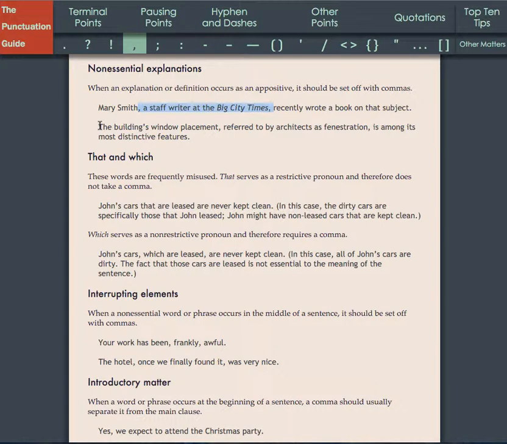So when you look at that, you're thinking to yourself, I'm adding extra information. Well, think back to the video about the parts of speech and how a sentence works. What information is essential and what's not? So, for example, we could just start with this part of the sentence: A staff writer at the Big City Times recently wrote a book on that subject, and get rid of that comma. Those two things are equal. Mary Smith equals a staff writer at the Big City Times. So we couldn't just have no commas here, Mary Smith, a staff writer, because then you have two sentence subjects. So as soon as you know that both of those are noun phrases or sentence subjects, you know that they have to be separated by commas.